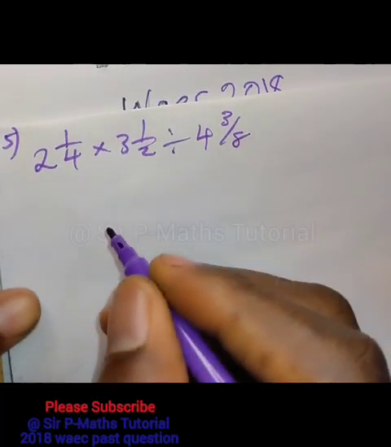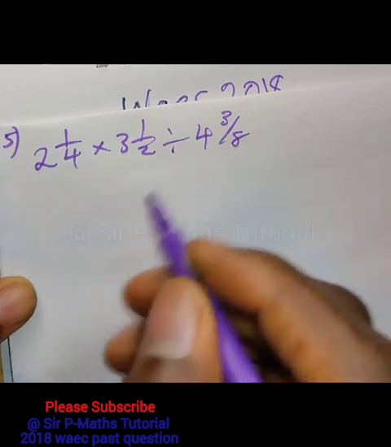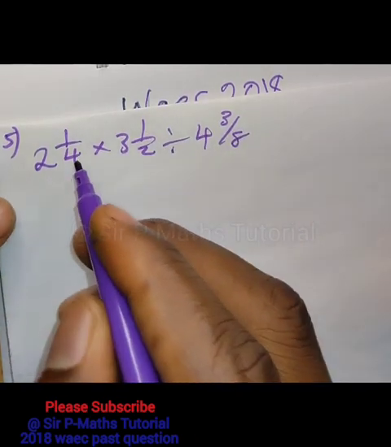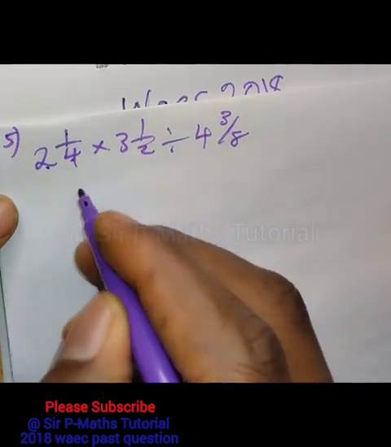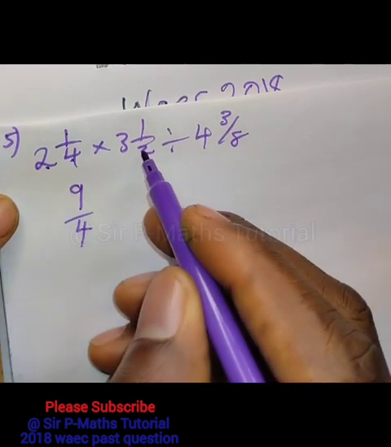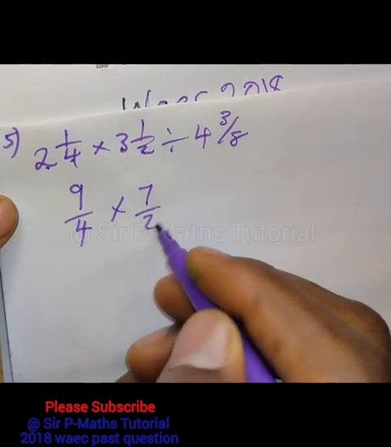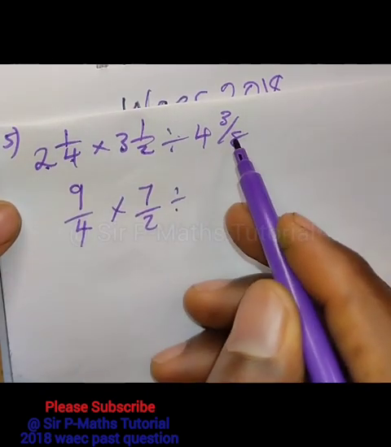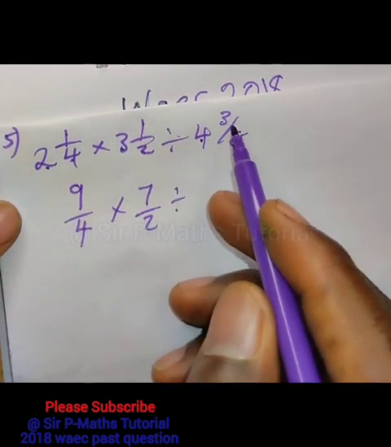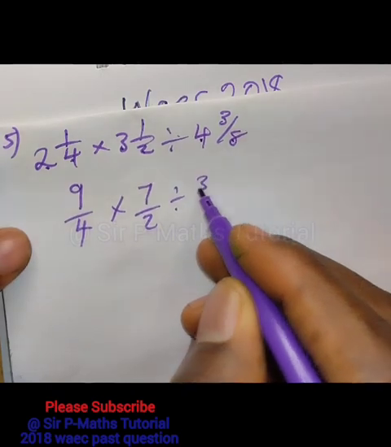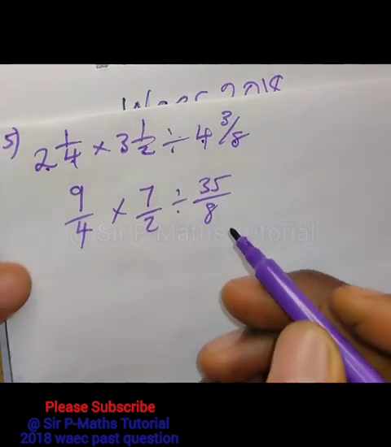The first thing I'll do is to change all the mixed fractions into improper fractions. 4 times 2 is 8 plus 1, 9. 3 times 2, 6 plus 1, 7. I'll have 7 over 2 divided by 8 times 4 is 32 plus 3, 35. I'll have 35 over 8.